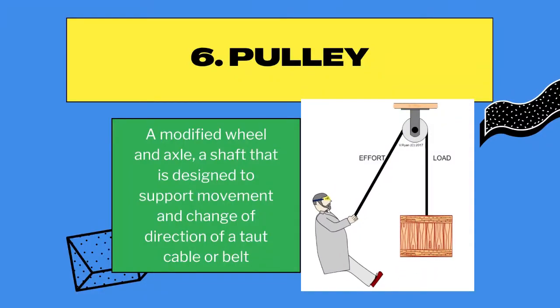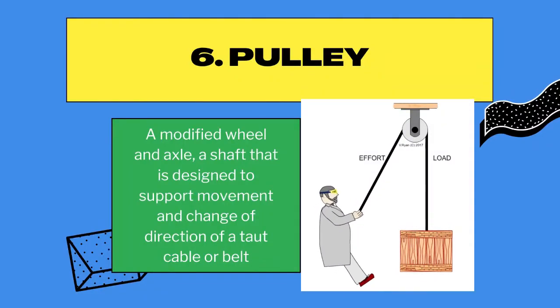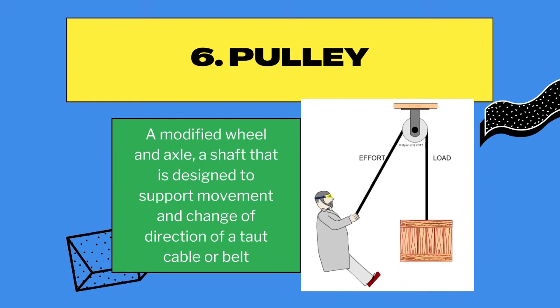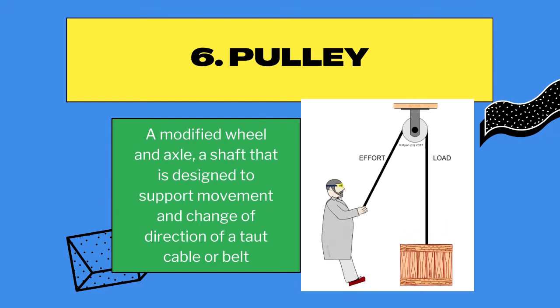And the last kind of simple machine is the pulley. It is a modified wheel and axle, a shaft that is designed to support movement and change of direction of a cable or belt.